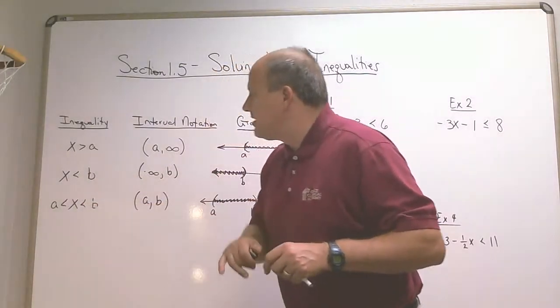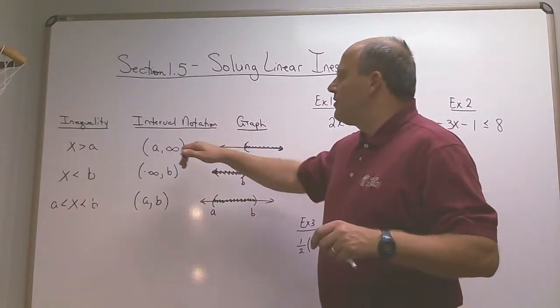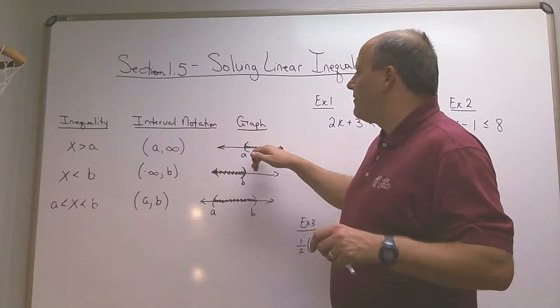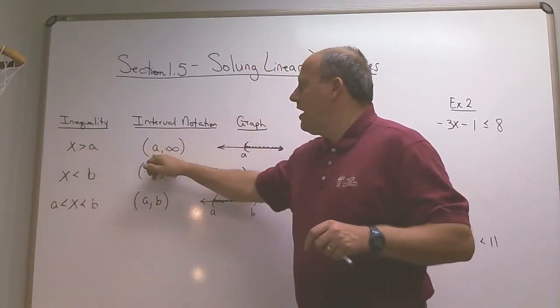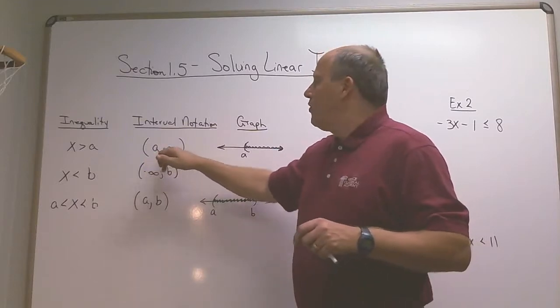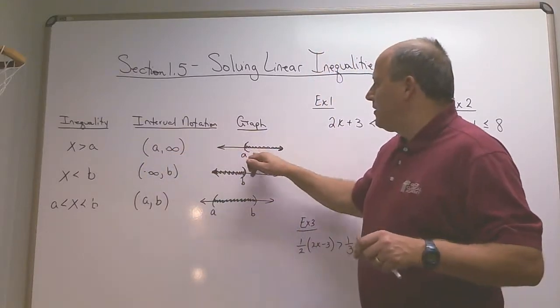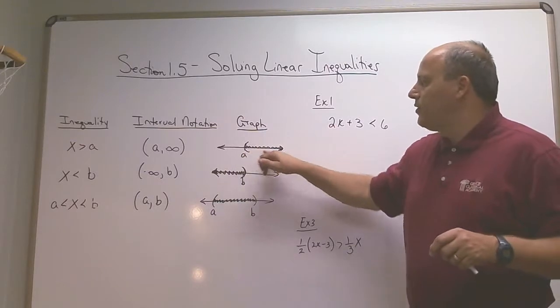And then you have to say the interval notation. The interval notation kind of goes along with the graph. So when you're saying x is greater than a, you're saying you're starting at a, but not including it, and you go all the way to infinity. So the graph of that would look like this, starting at a and going to infinity.